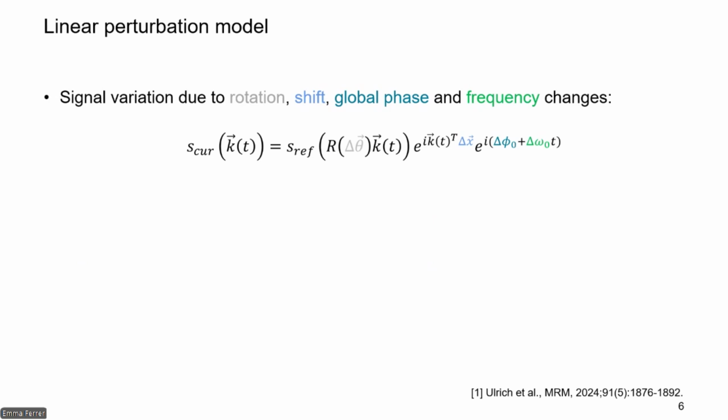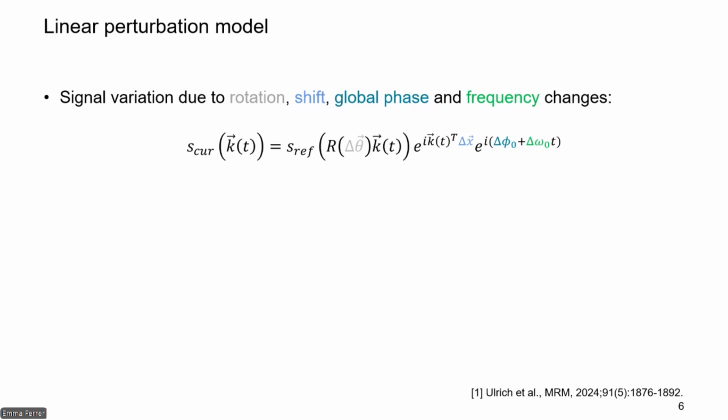This is now the model, the second ingredient. So it's a K-space model. We model our signal variation with respect to rotation, shift, global phase, and frequency, things that usually can change during a scan. So our current navigator signal S-curve with its trajectory, referring to a reference navigator S-ref in this way. And we exploit Fourier relationships in this K-space image.